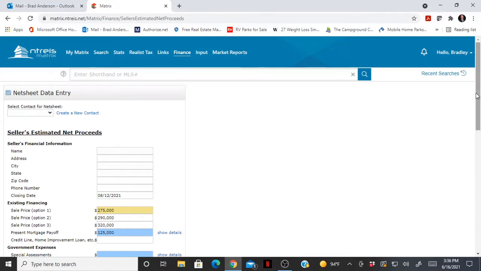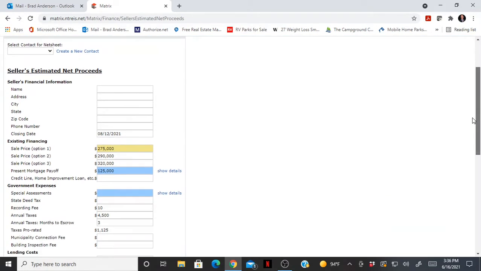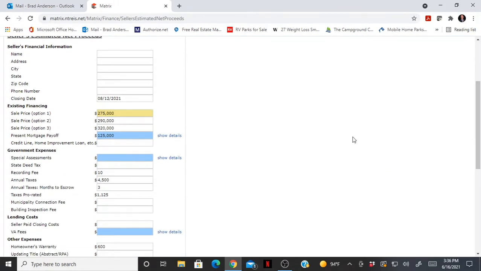And so I have filled one out, and I'm just going to go through this and give you a sense of how to use this. So I didn't bother filling in the name, address, all that good stuff. That's obviously self-explanatory. But what this does is it gives you an option to select different price points that this home might sell at. And if you want my opinion, I would always approach the seller with a range of pricing that the home might sell for.